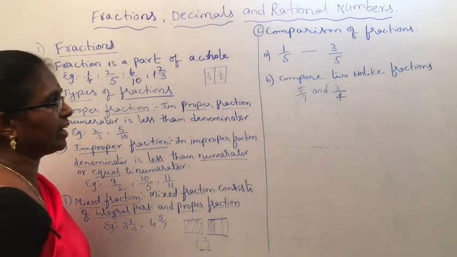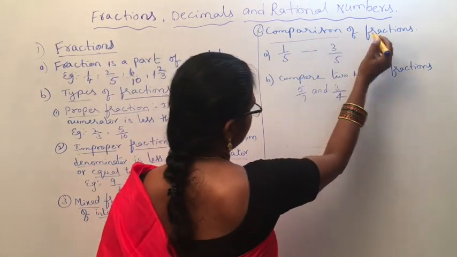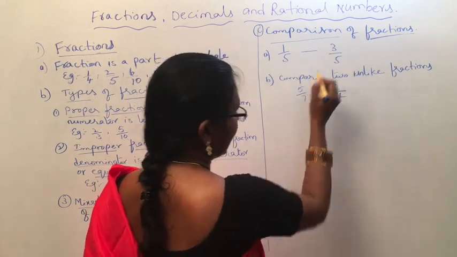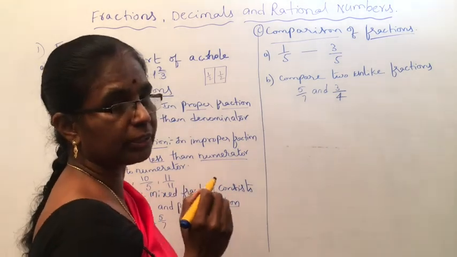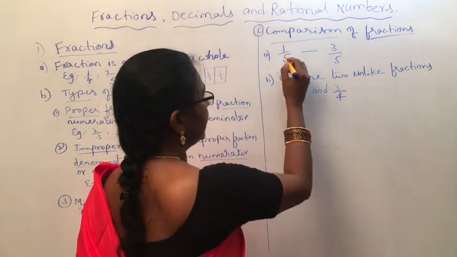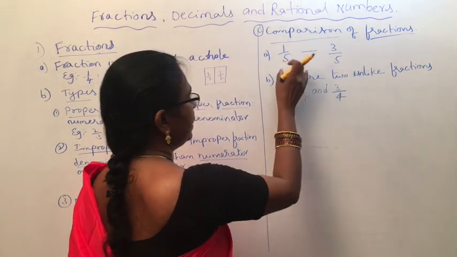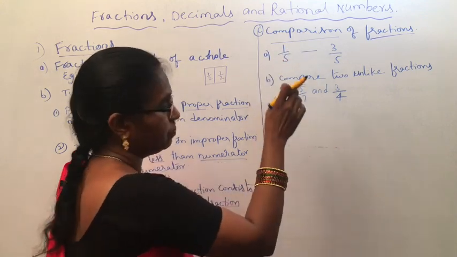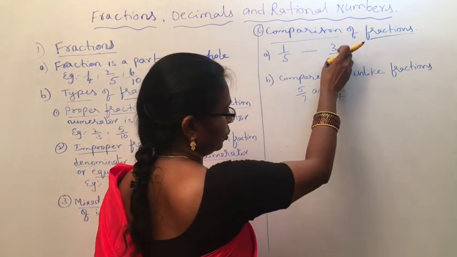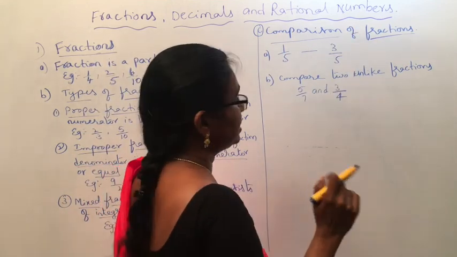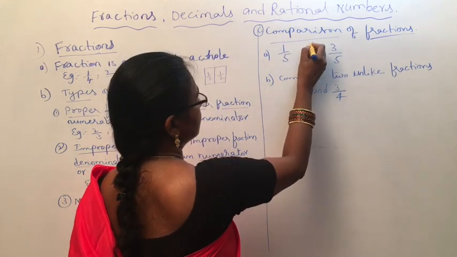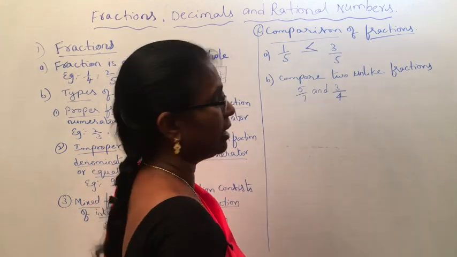Proper fraction means the numerator is less than the denominator. Then comparison of fractions. Here 1 by 5, 3 by 5. These two are like fractions, because both the denominators are equal. We are dividing the whole into 5 parts; one person takes one part, the other takes 3 parts. Taking 3 parts is greater than 1 part, so 3 by 5 is greater than 1 by 5.